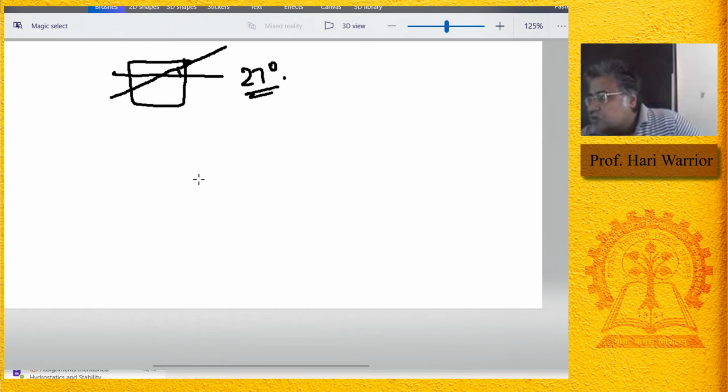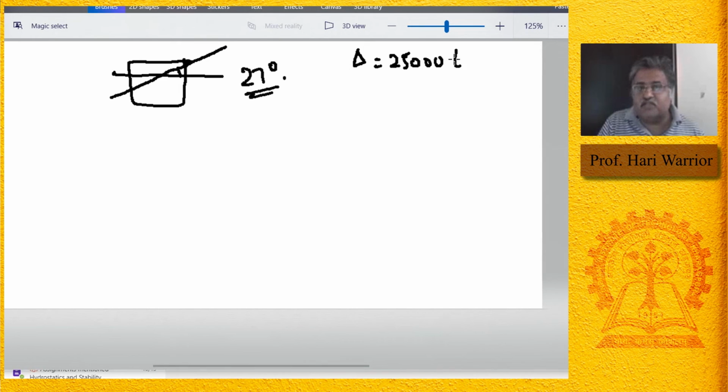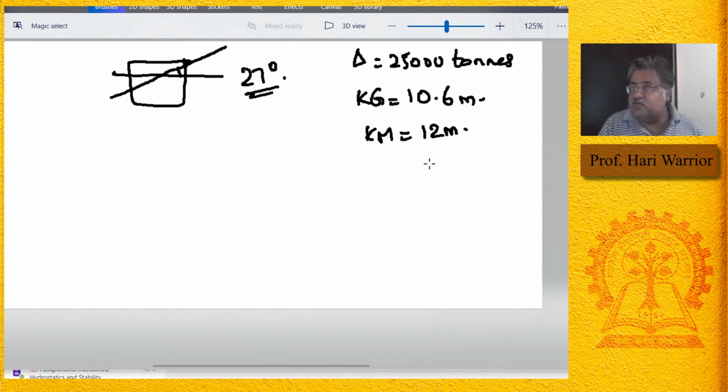The other things are the same. Let's do this. It says that the vessel has a displacement of 25,000 tons, and it has a KG of 10.6 meters, a KM of 12 meters, and a KB of 6.1 meters. So this data you are given completely. The angle of deck edge immersion is given as 27 degrees, and you are asked the dynamical stability.